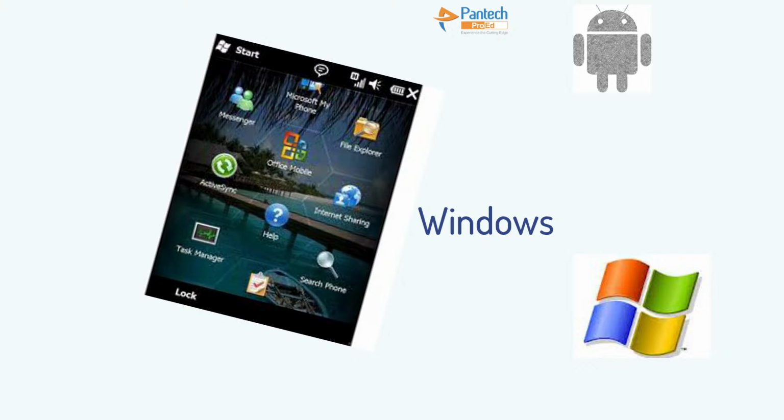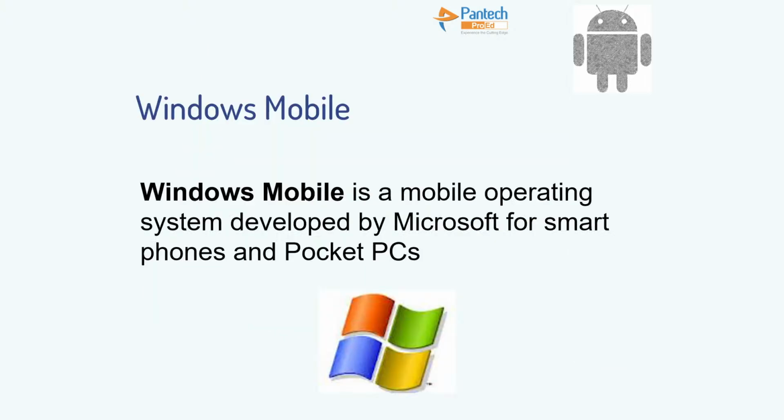Before Android came, we started using Windows OS only, but mostly Windows OS is an operating system developed by Microsoft for smartphones and Pocket PCs. Windows Mobile is developed by the Microsoft company only, for mobile phones and Pocket PCs. Now the main disadvantage of this OS is that upgrading is difficult.